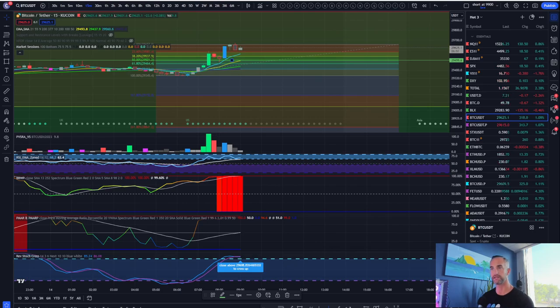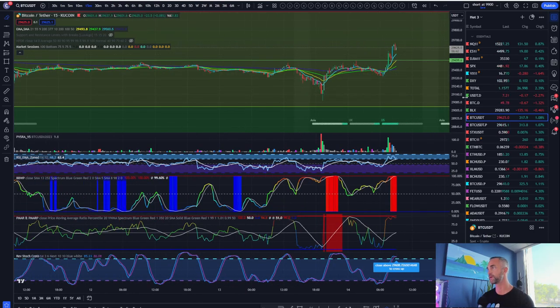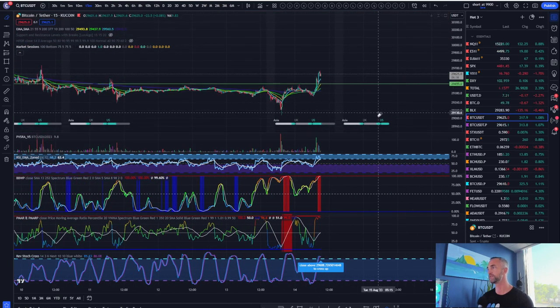29,500, and there is some liquidity at 29,300. So maybe we swipe the lows one more time. Turnaround Tuesday is coming up tomorrow. Taco Tuesday, turnaround Tuesday, the big move.